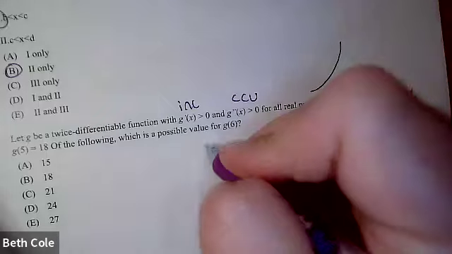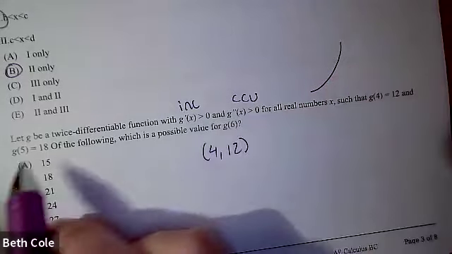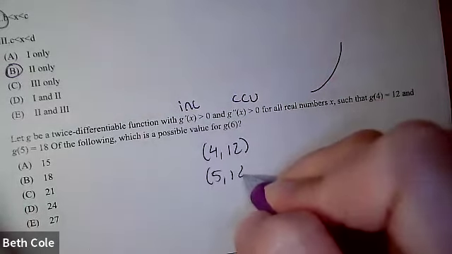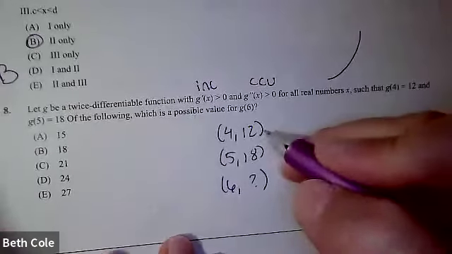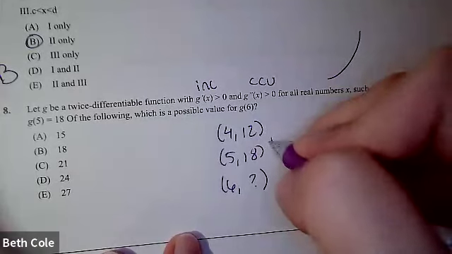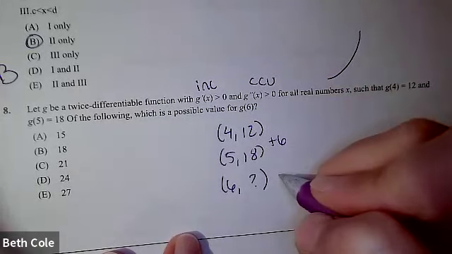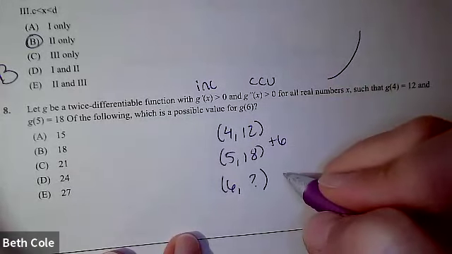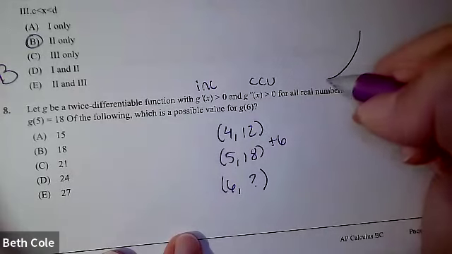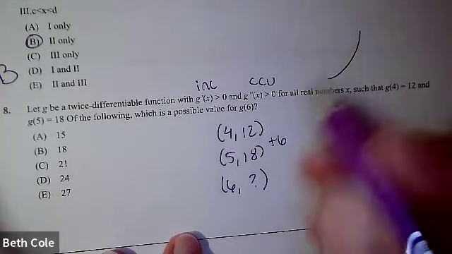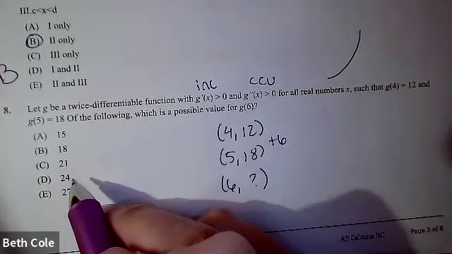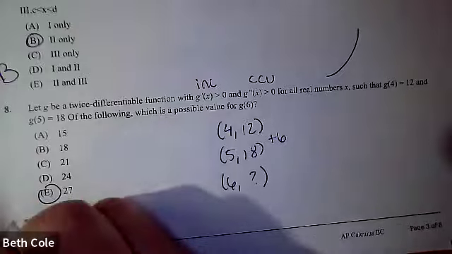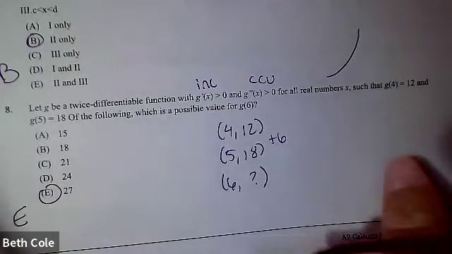So we have the point (4, 12), and then we have the point (5, 18). They want to know what g(6) could be. So you're just continuing the pattern. To get from 12 to 18, you add 6. Here you have to add more than 6, so just 6 is not enough. We are increasing at an increasing rate. So if you take 18 plus 6, you're going to get 24. It has to be more than that. So it has to be E for that one.